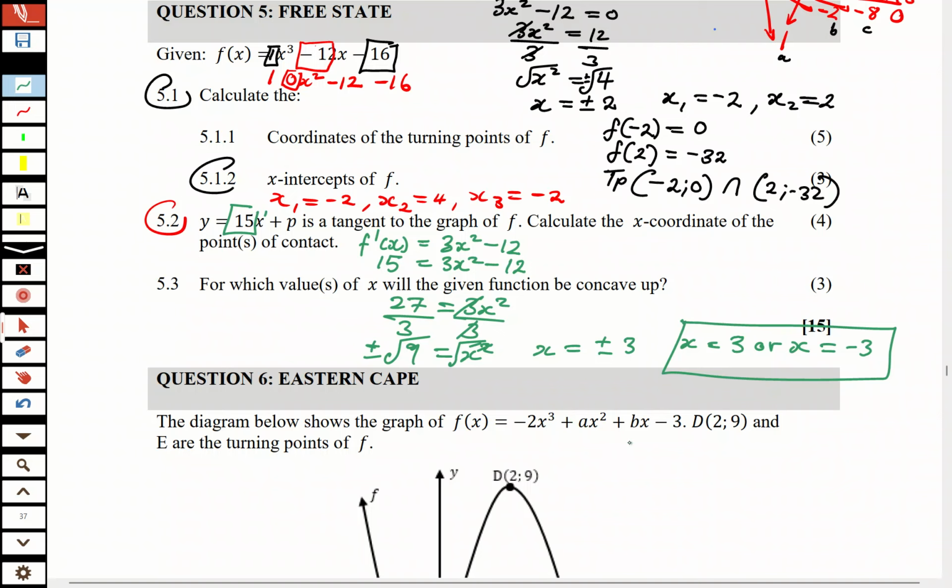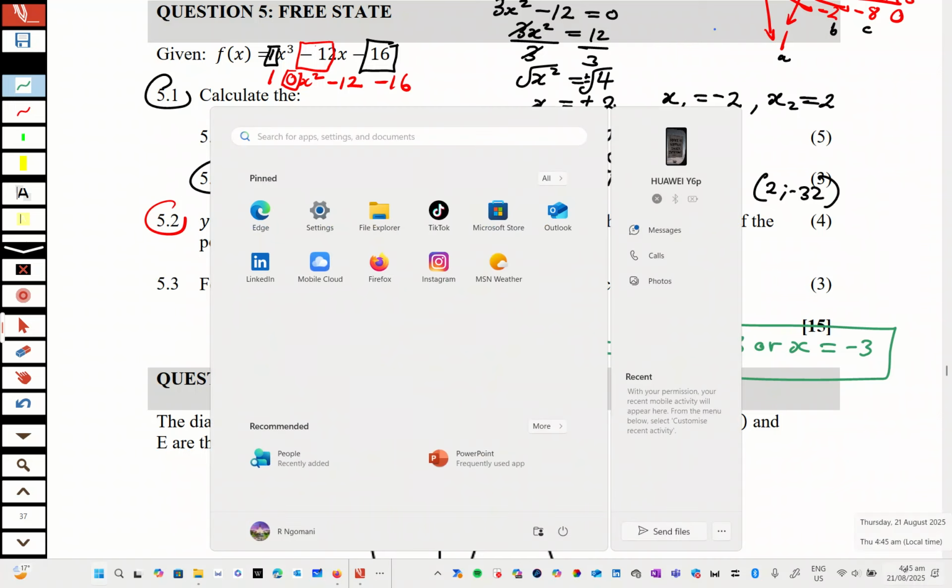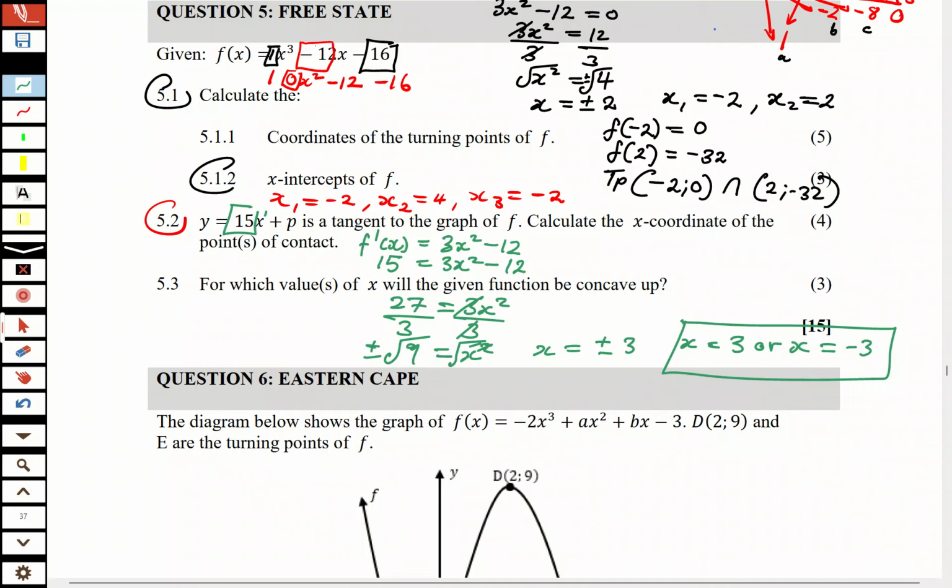Let me show you the time. You see what time it is? It's 15 minutes to 5.